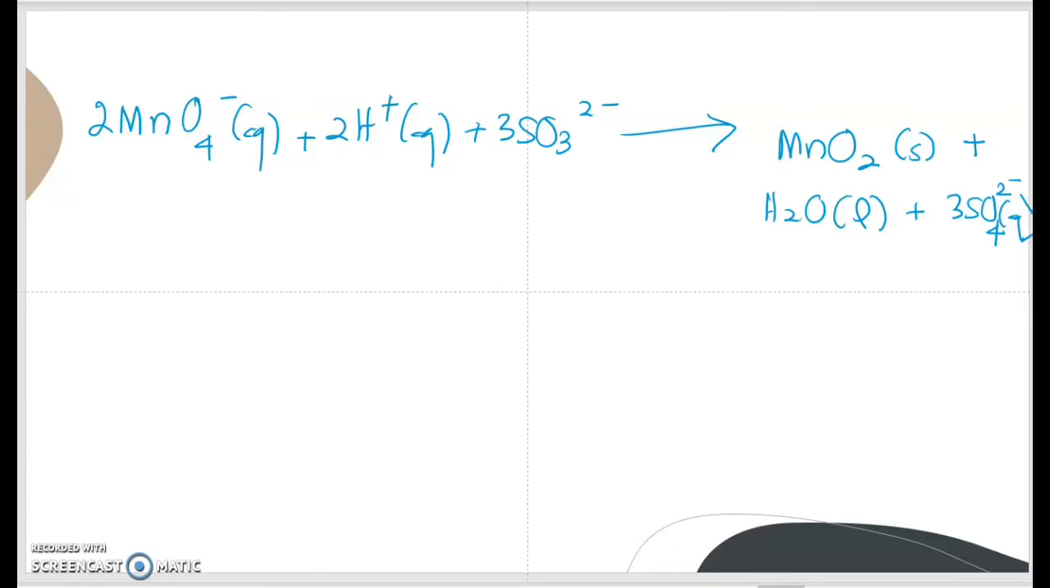Right. So for a basic medium, this is the additional step, meaning that to balance the equation in basic, you still have to follow the steps for acidic until here. After this, you add OH minus equal to the number of H plus. We have 2H plus here, so we add 2OH minus on both sides.